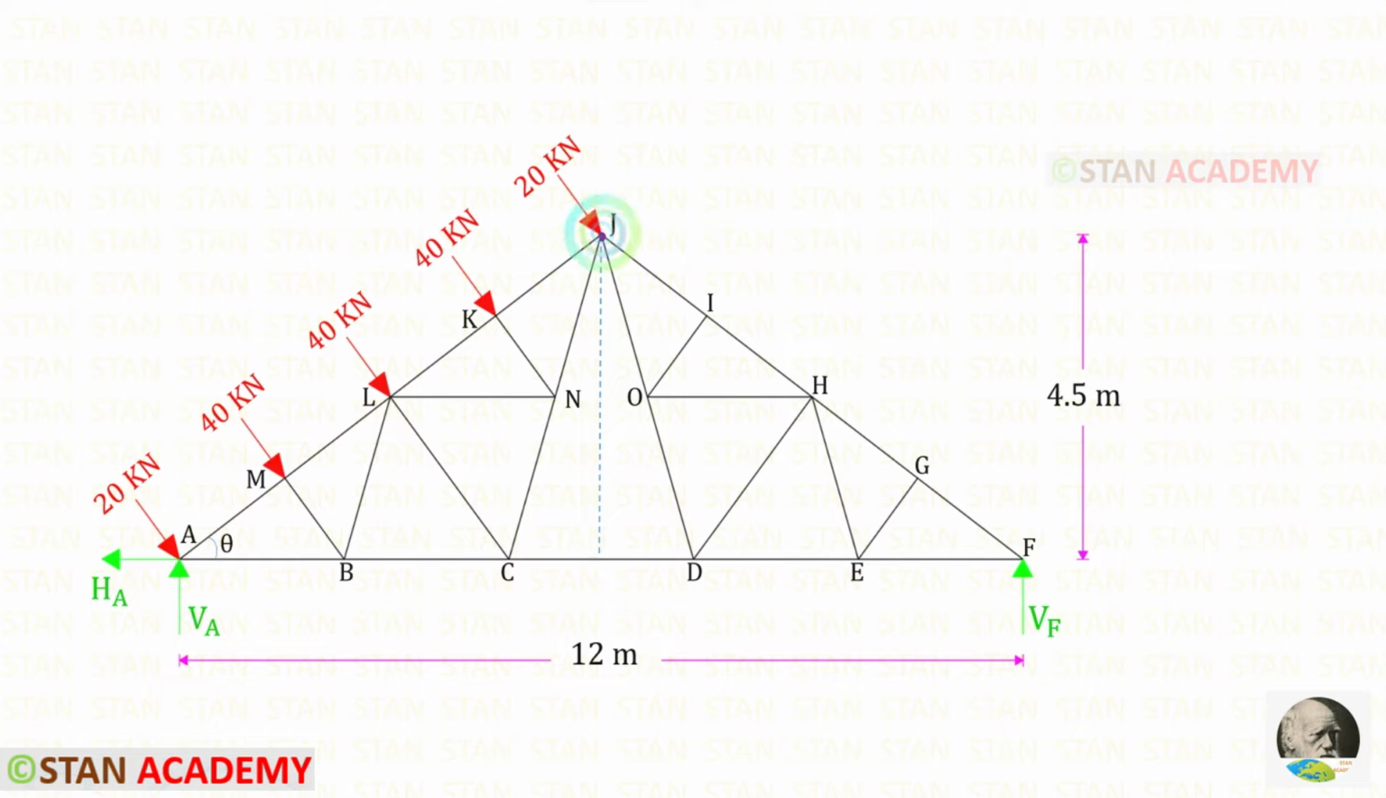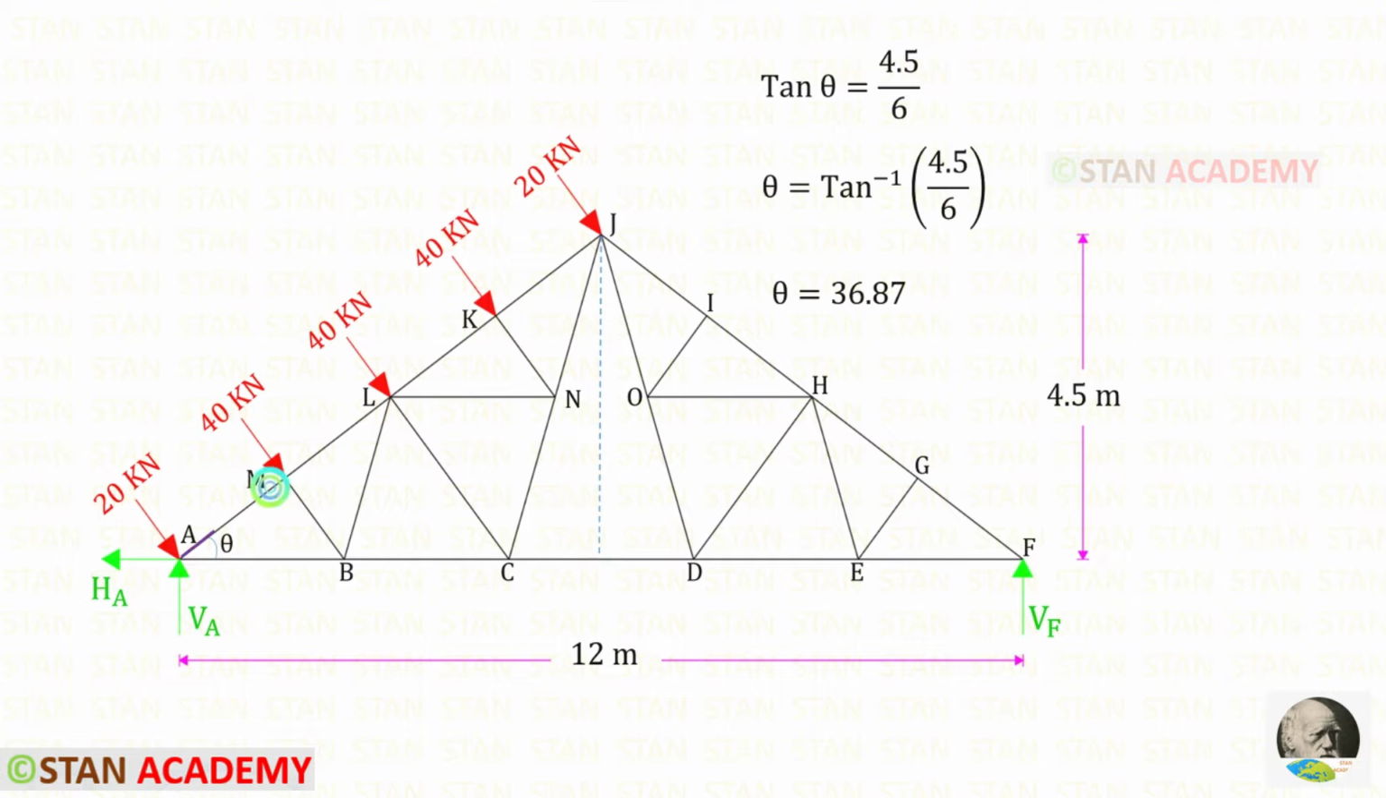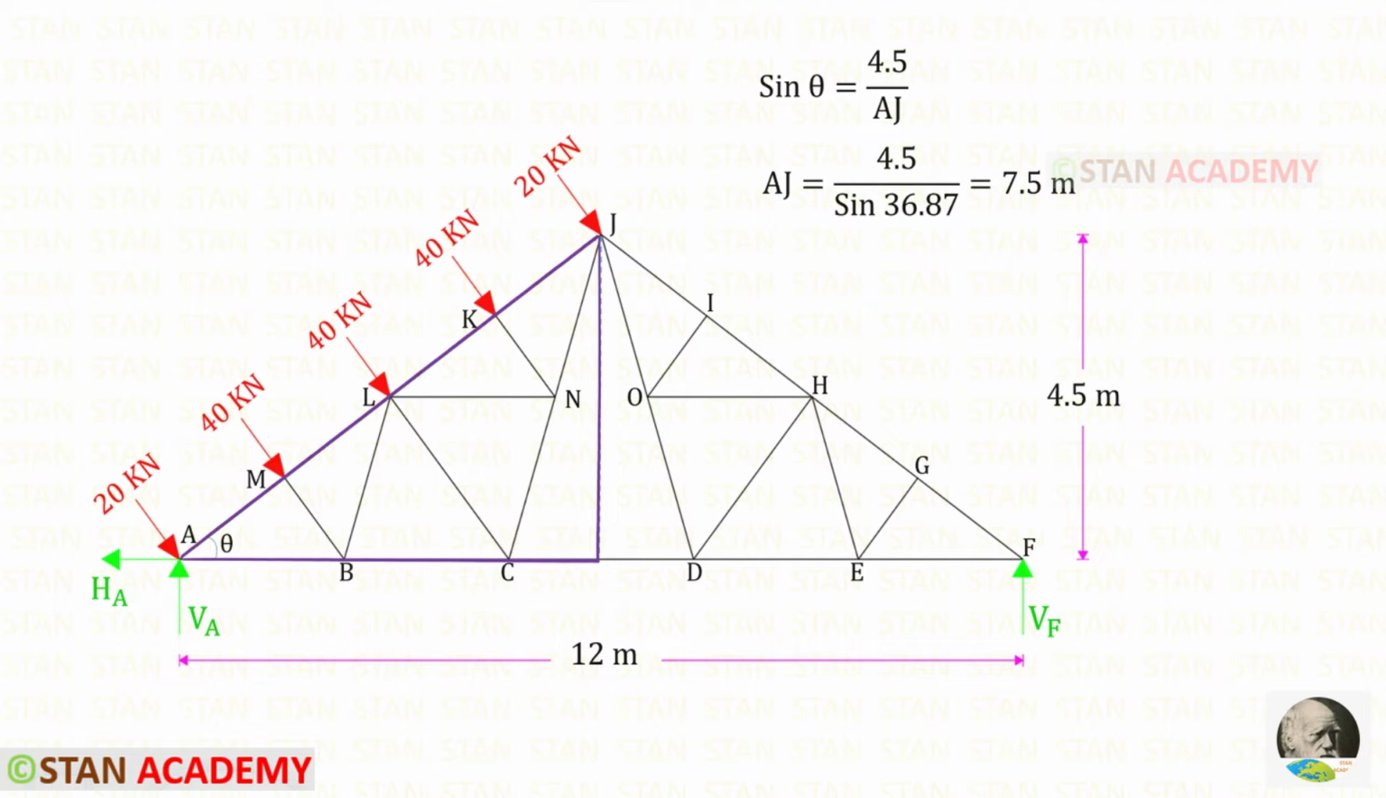From the joint J, let us make a vertical line like this. Let us take this triangle. In this triangle, let us find tan theta. That will be the opposite side, which is 4.5 meter, upon the adjacent side, which is 6 meter. From these, for theta, we will get 36.87.